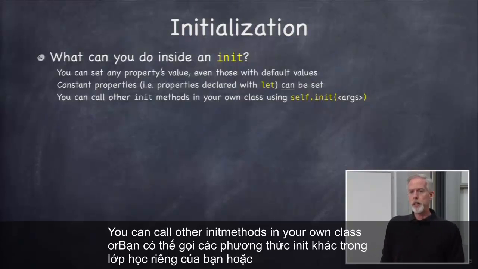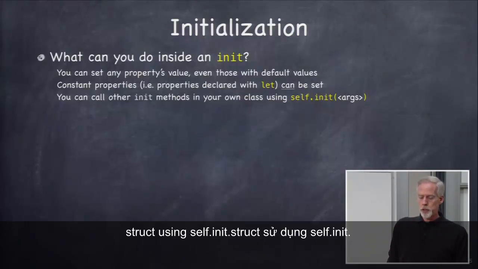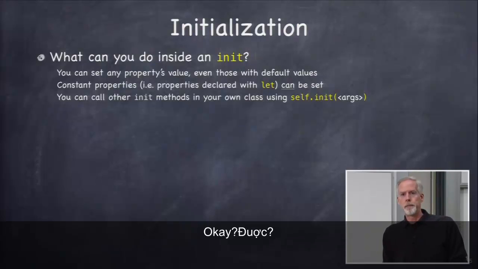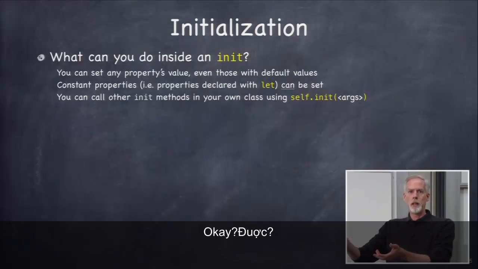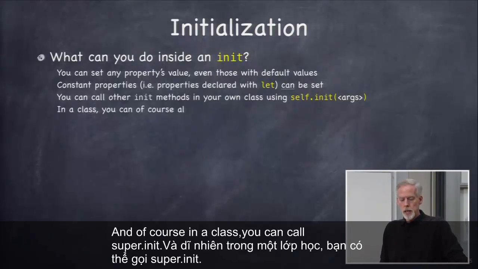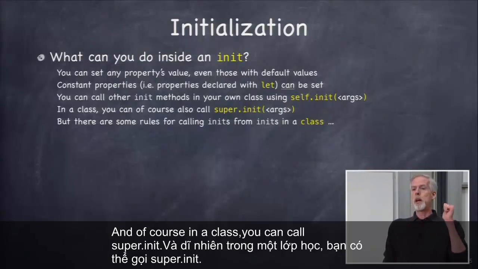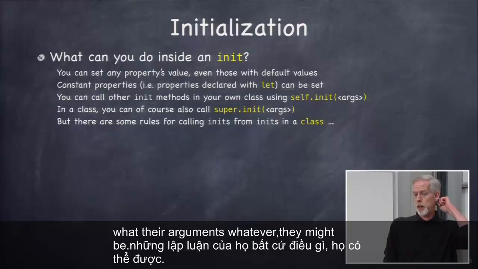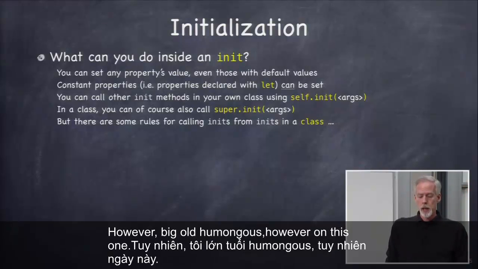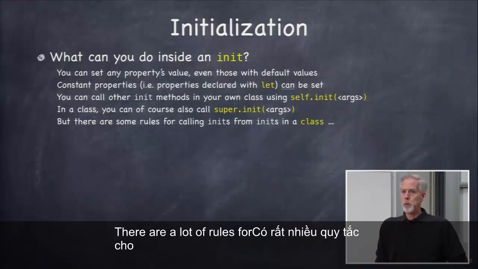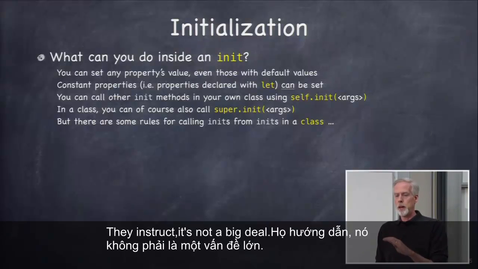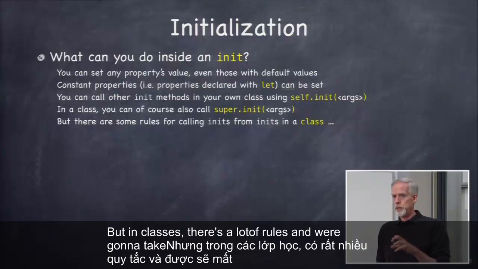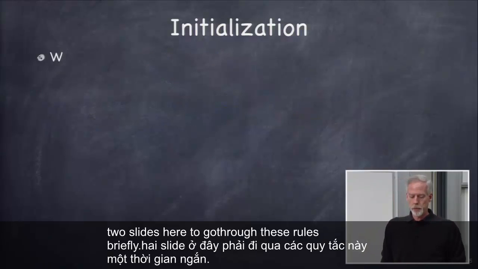You can call other init methods in your own class or struct using self.init. Self.init, you can call the other ones with different arguments. So that sounds good. And of course, in a class, you can call super.init, calling your superclass's initializers with their arguments, whatever they might be. However, big old humongous however on this one, there are a lot of rules for calling other inits, especially in classes. In structs, it's not a big deal, but in classes, there's a lot of rules, and we're going to take 2 slides here to go through these rules briefly.